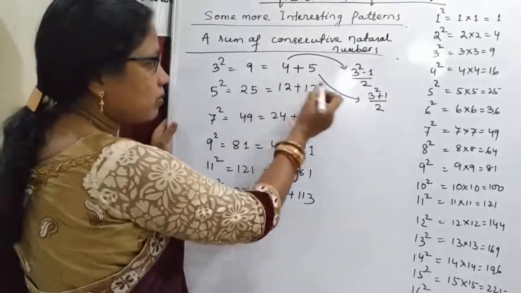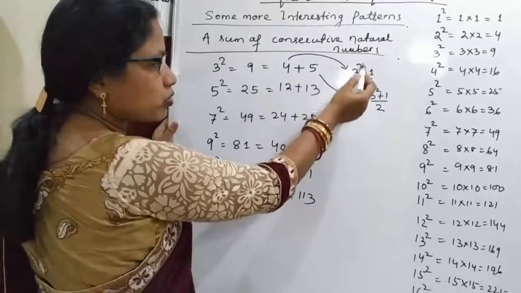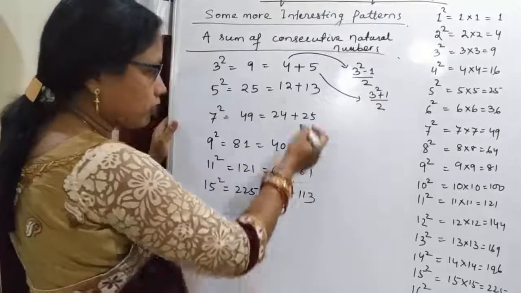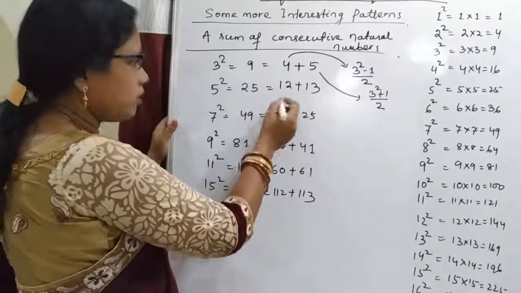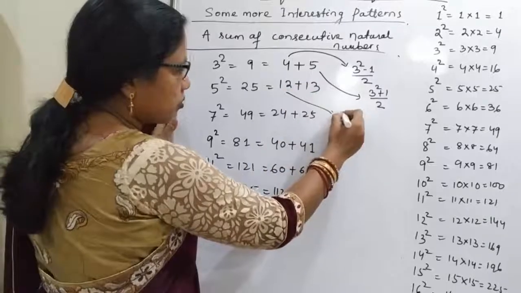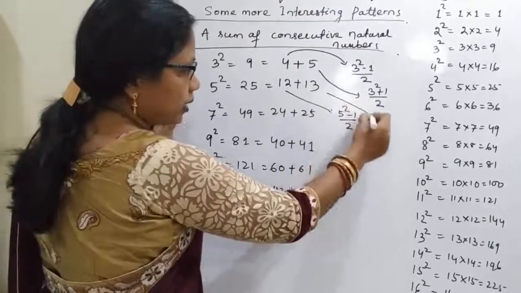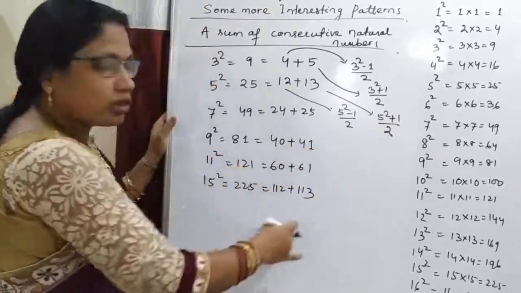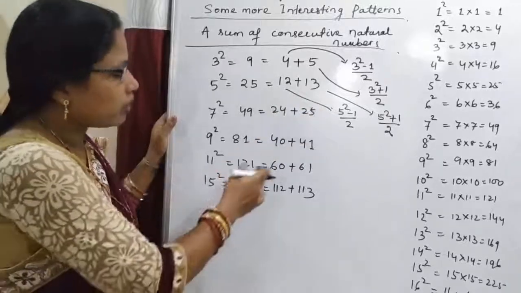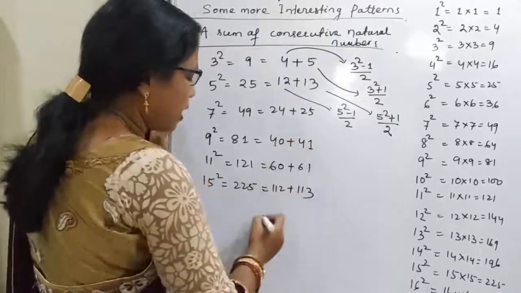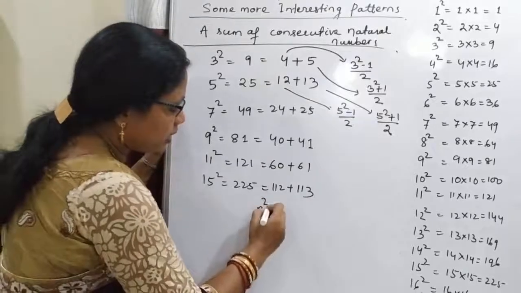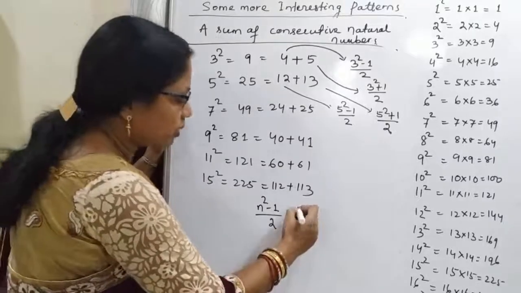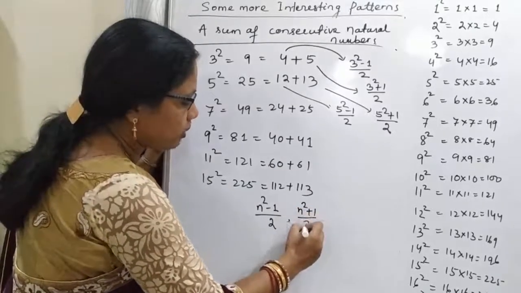That means the first number, here 4, will be (3 square minus 1) by 2. And 5 will be (3 square plus 1) by 2. In all the cases, 12 is equal to (5 square minus 1) by 2. And 13 will be (5 square plus 1) by 2. So in all the cases, the same pattern is followed. So the formula is: the first number is (n square minus 1) by 2, and the second consecutive number is (n square plus 1) by 2.